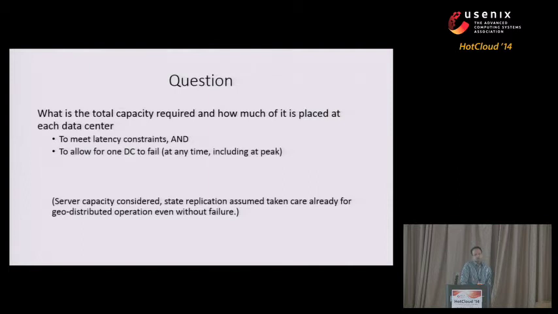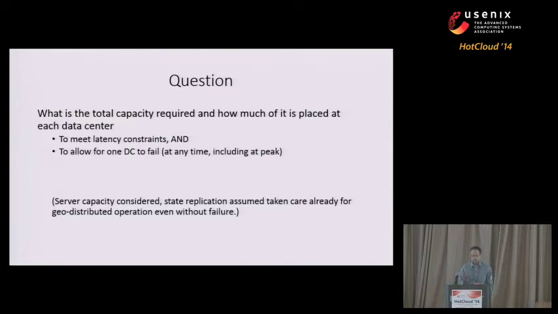But in reality, of course, data centers are not the same size, or rather they should not be the same size, because different regions have different amounts of client demand. And obviously then the question is, what is the optimal capacity that I should provision to meet my latency and availability requirements, where we assume that a failure can happen at any time. It could happen at the time when the demand is peaking.